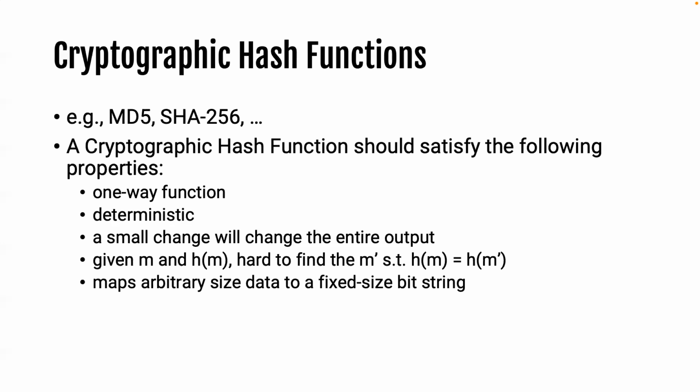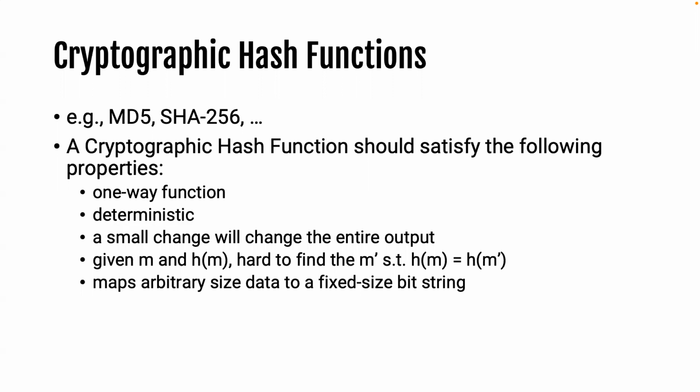And also, it should be very hard to find a collision, meaning that if you have a message or the input and then you run the hash function, it should be very hard for you to find another value that will output the same value of the hash function. Okay. And also it should map arbitrary size to a fixed size.